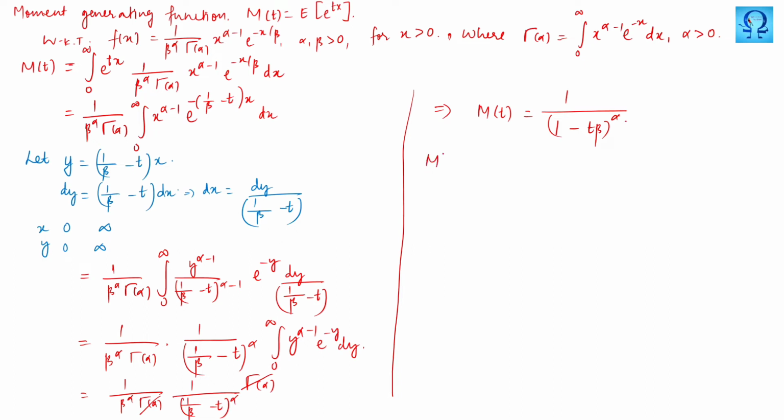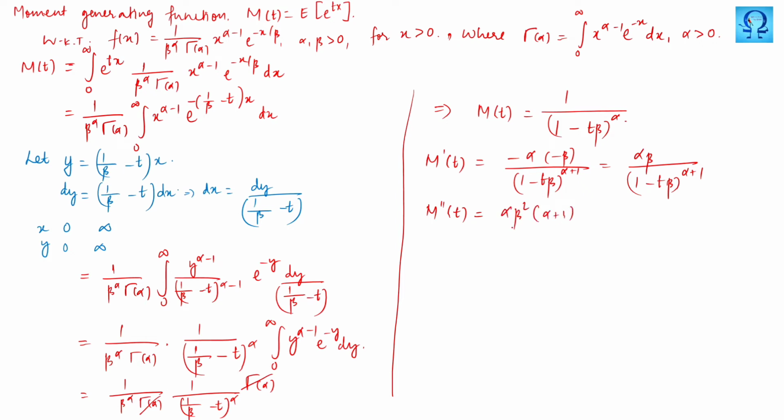Now if you differentiate it one time, you would end up with, first, minus alpha upon 1 minus t beta to the power alpha plus 1 multiplied with minus beta. So it is alpha beta upon 1 minus t beta to the power alpha plus 1. In a similar way, if you differentiate it a second time, you would end up with alpha beta square multiplied with alpha plus 1 divided by 1 minus t beta to the power alpha plus 2.